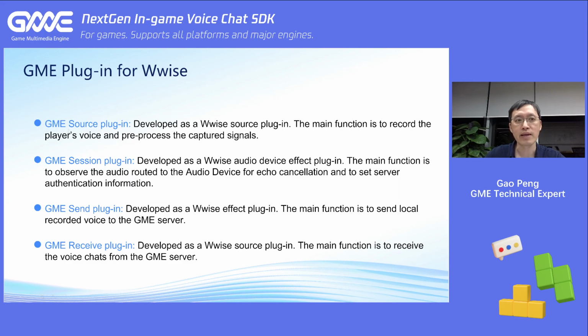The first one is GME Source plugin. The main function is to record players' voice and pre-process the captured signals. The second is GME Session plugin. The main function is to observe the audio routed to the audio device for echo cancellation and to set server authentication information. The third one is GME Send plugin. The main function is to send local recorded voice to the GME server.